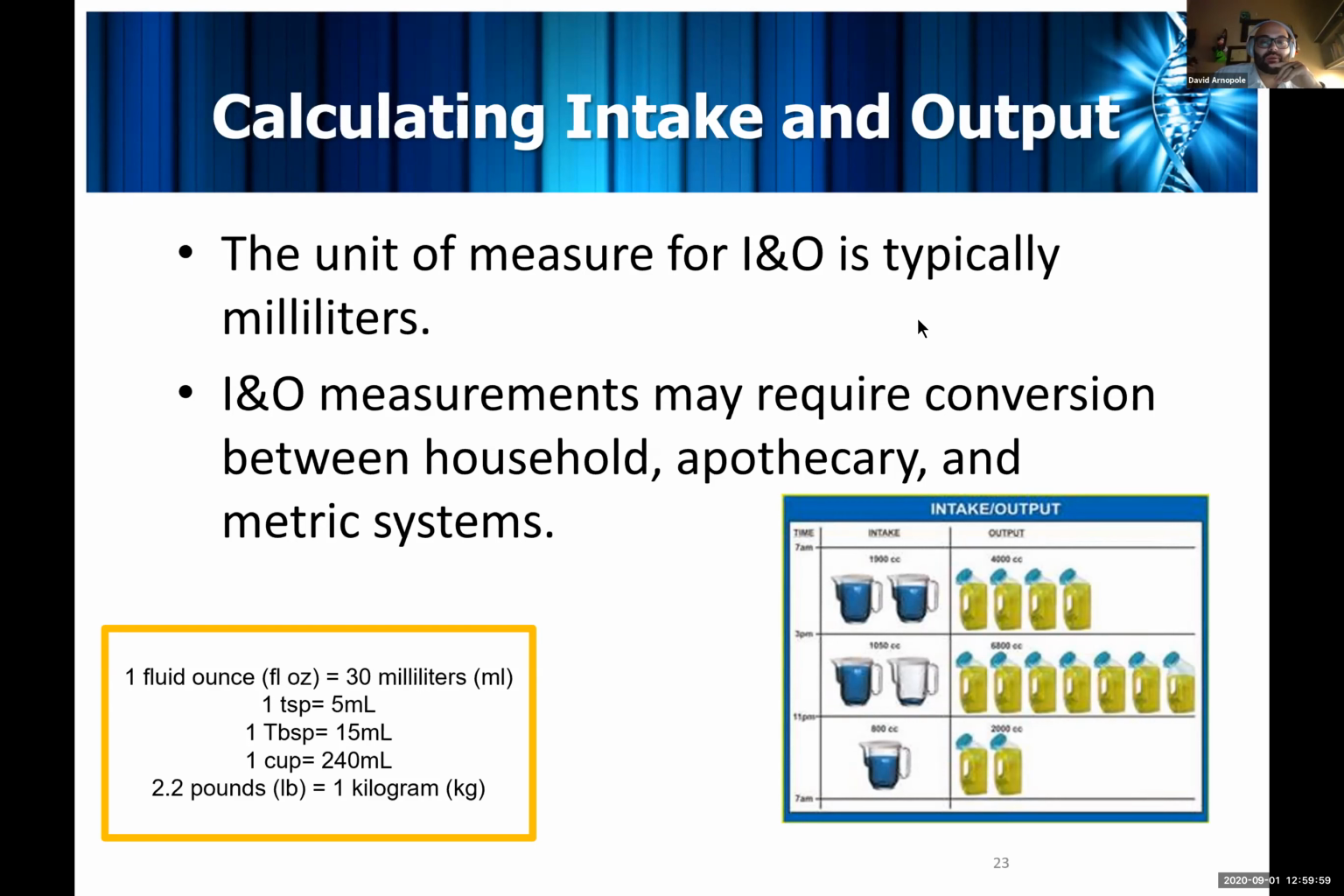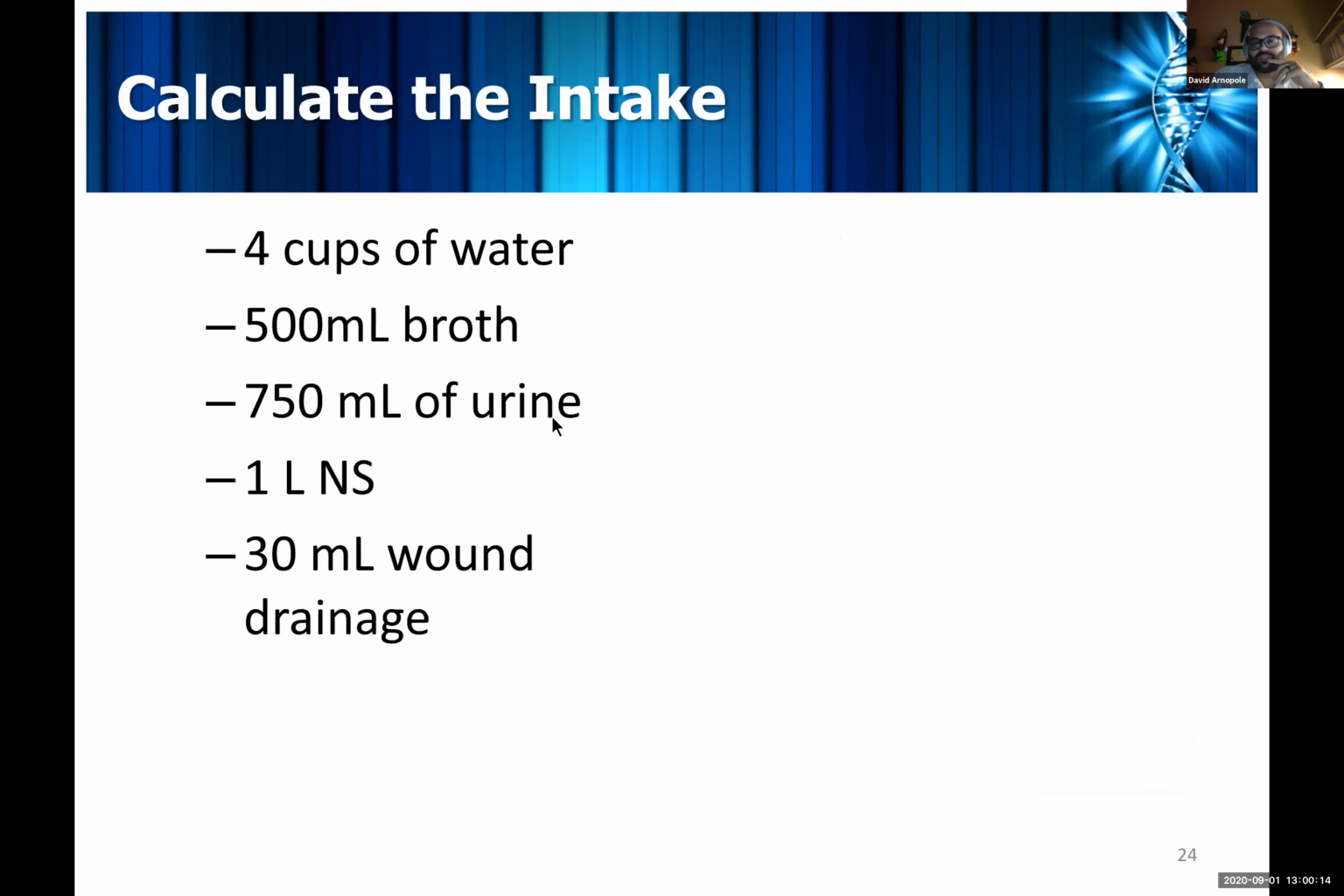So I&O measures may require conversions between multiple things. You could have an 8 ounce, think of cranberry juice, and then you could have a lot of different things for it. So I'm going to give you some examples. Or 3 tablespoons of broth, yada, yada. So this is a much bigger version of your dosage calculation stuff. I have a question of calculate the intake. I have a list of things here.